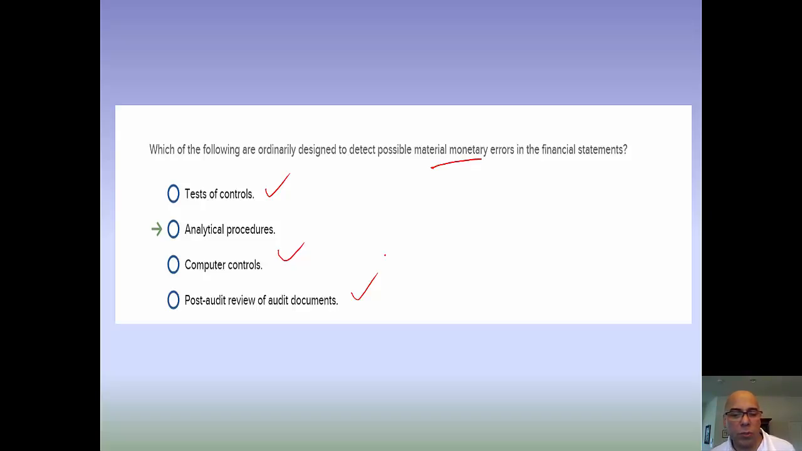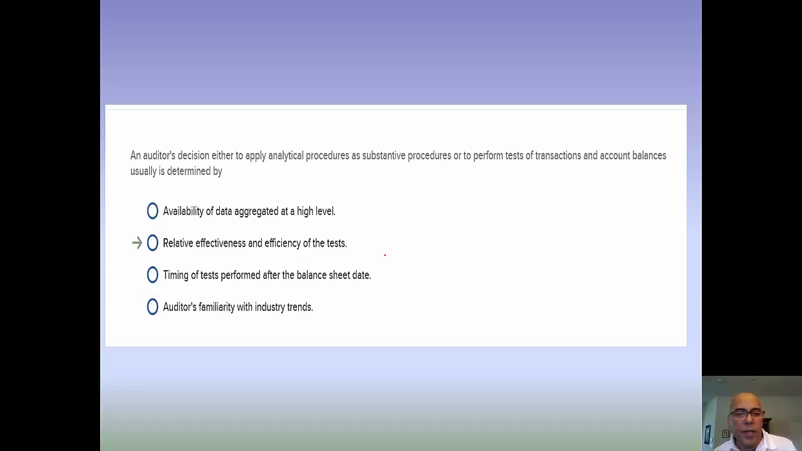Taking a look at the auditor's decision as to whether to apply an analytical procedure as a standard procedure or to perform a test of details of transactions. They didn't say details, but that's what they meant. And it has to do with what? The relative effectiveness and efficiency of the test of data. The availability of data aggregated at a high level is not what you're using to determine that. The timing of the test performed after the balance sheet date is not something to consider. Our familiarity with industry trends, no.